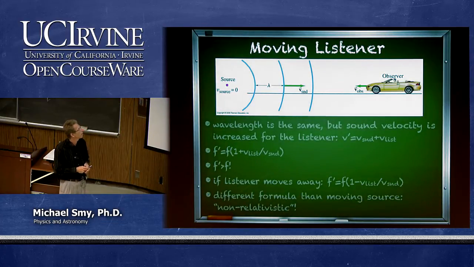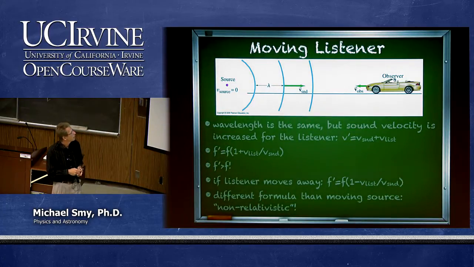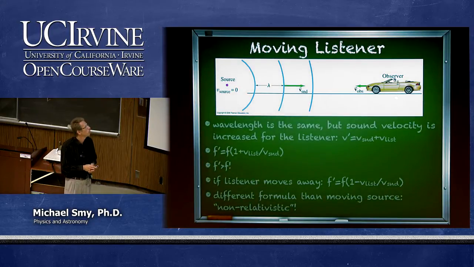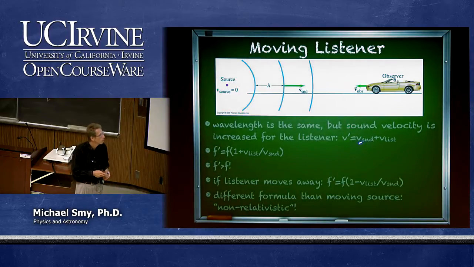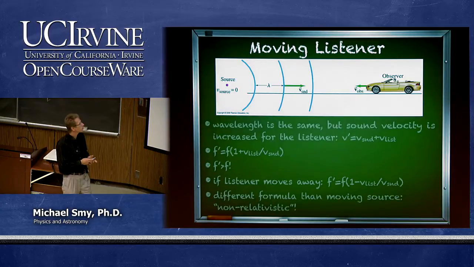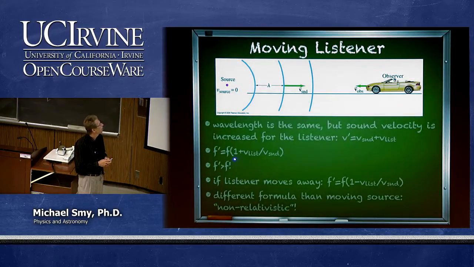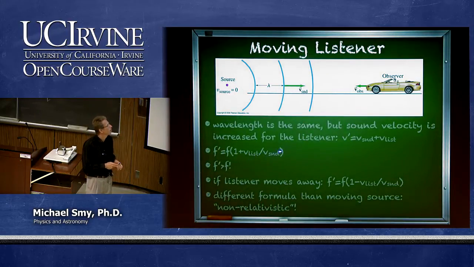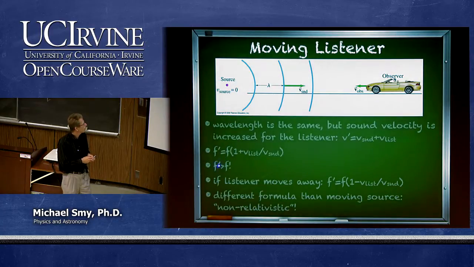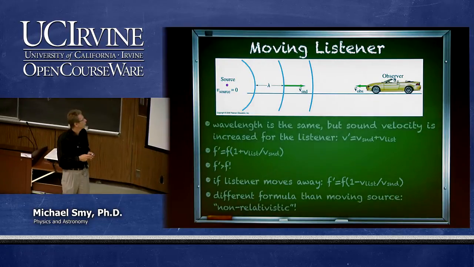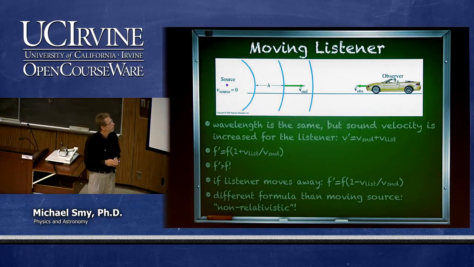What happens in that case is that the wavelength is the same because the source isn't moving, but the apparent sound velocity is increased. If you're moving towards the source, then the two velocities add. So the changed sound velocity V prime is the sum of the normal sound velocity plus the motion of the listener. And if we plug that into our usual expression relating frequency and wavelength, then we get that the changed frequency is f times 1 plus the velocity of the listener over the velocity of sound. And in this case, f prime is also bigger than f, because now this expression is in the numerator. And the numerator is getting bigger, therefore f prime is bigger than f. And similarly, if we move away from the source, then the two velocities subtract, and we get this expression.